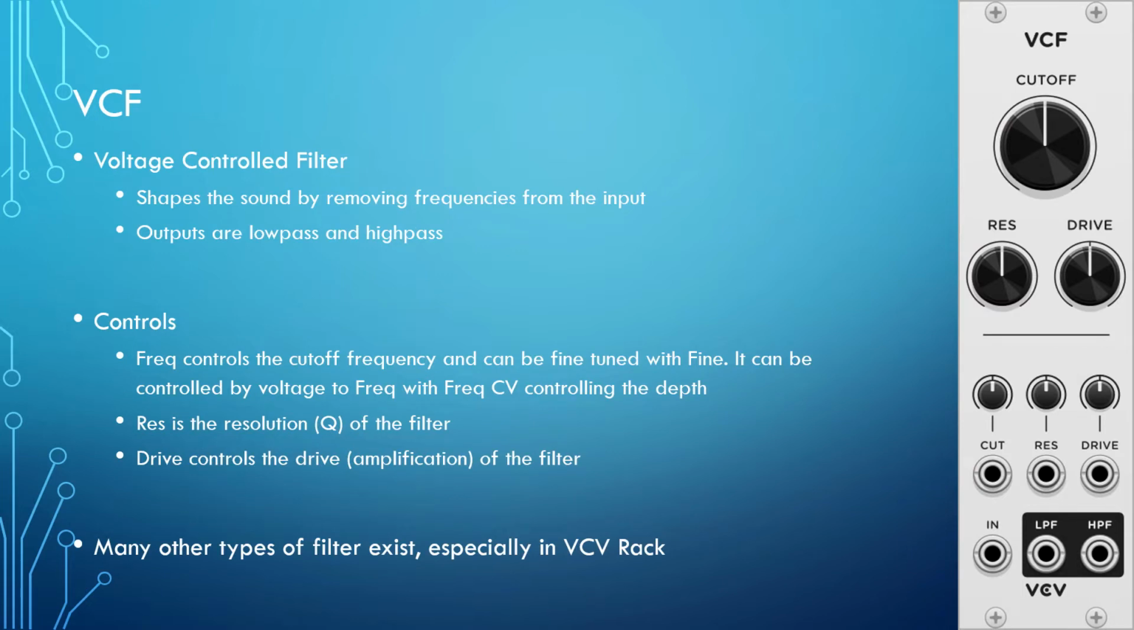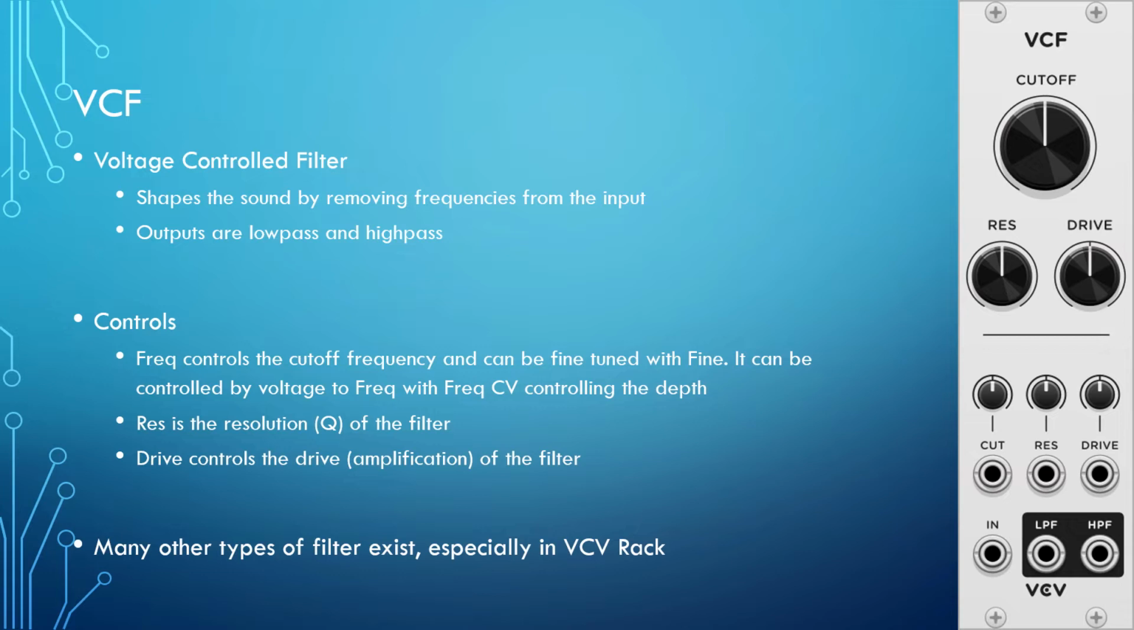Following that, we have the VCF, or voltage-controlled filter. The filter shapes the sound by removing frequencies from the input signal. It outputs either LPF, low-pass filter, or HPF, high-pass filter. For the controls, the frequency cutoff knob controls the cutoff frequency and can be fine-tuned with the knobs. You can use res for the resonance or the Q of the filter, and drive, which controls the amplification of the filter. The CV knobs below will continue to attenuate either the cutoff frequency, the resonance, or the drive, giving you really nice fine controls on that.